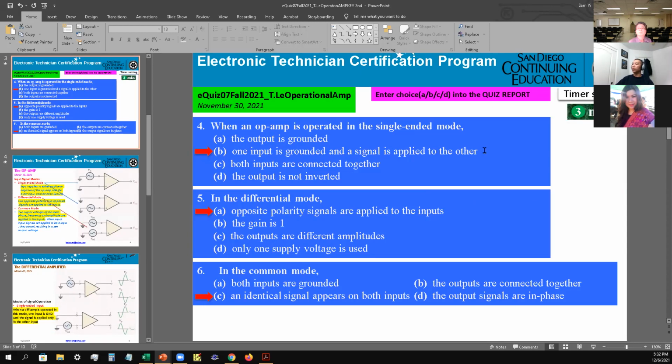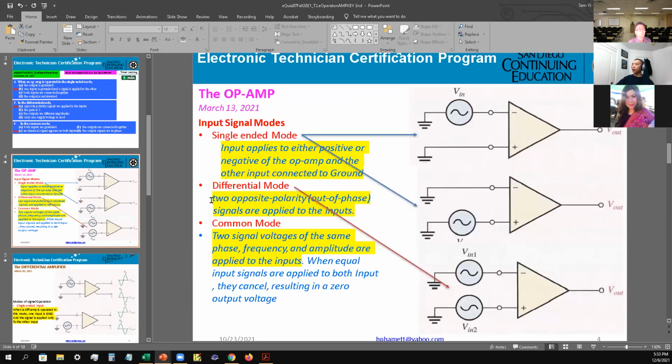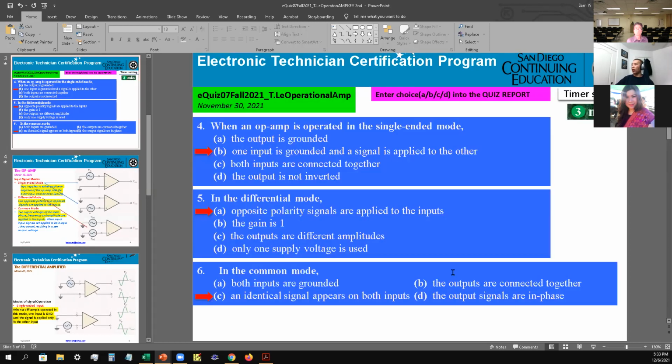Number 5, in the differential mode. Differential mode is right here. Two opposite polarity, out-of-phase signals are applied to the inputs. As you can see right here, one is this one here, and the other is the opposite side. That's why you get opposite signals. So the answer is A, as in apple, for number 5.